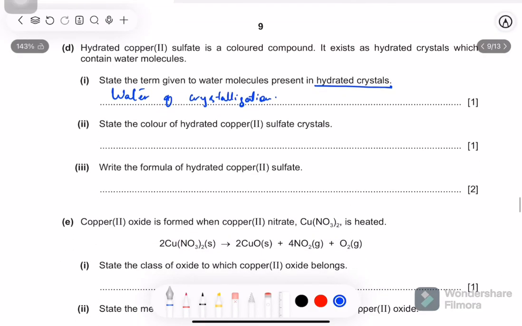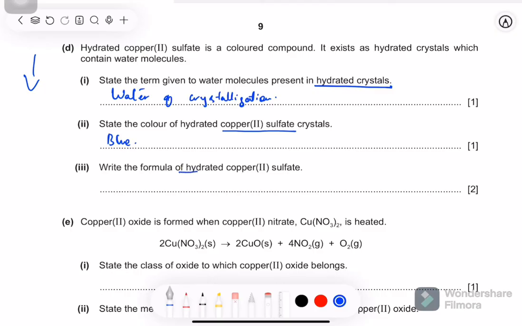State the color of hydrated copper II sulfate crystals. Same topic is going on, periodic table. So copper II sulfate, all compounds of copper, all solutions of copper are blue. Copper itself is a pink solid, but the solutions, the compounds are blue. As it is a transition element, it forms a blue colored compound.